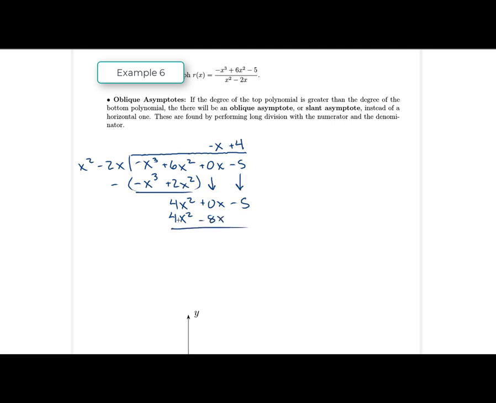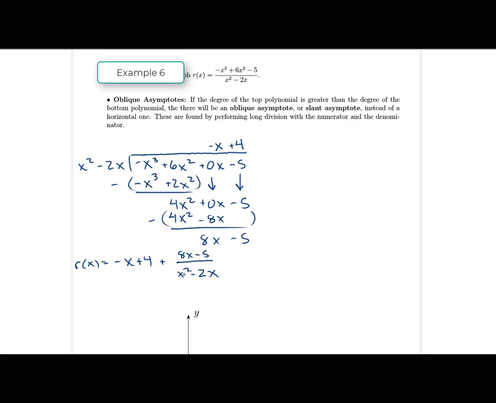All right, so we end up with 8x minus 5. Okay, so what does all this mean again? It means that this function up here is also equal to, let me write it down here, r of x can also be written as -x plus 4 plus 8x minus 5 over x squared minus 2x, right? So this is the remainder over x squared minus 2x, right?